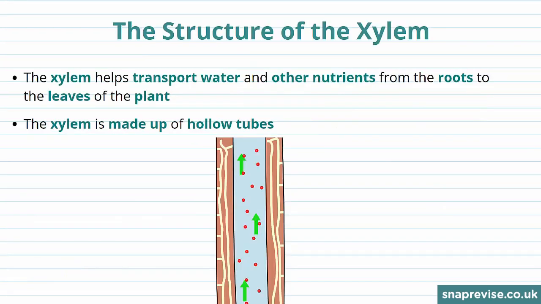Now, the xylem is one of the most important transport systems. This can be seen as woody plants, like trees, have most of the tissue made out of xylem. And this is because the xylem helps transport water and other nutrients from the roots to the leaves of the plant. This allows the plant to photosynthesize.